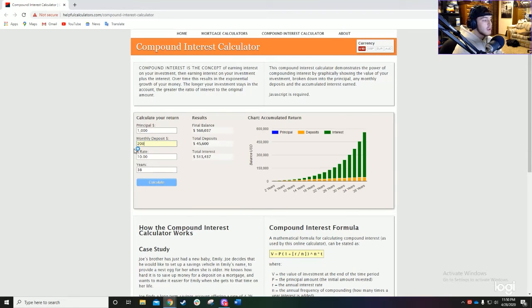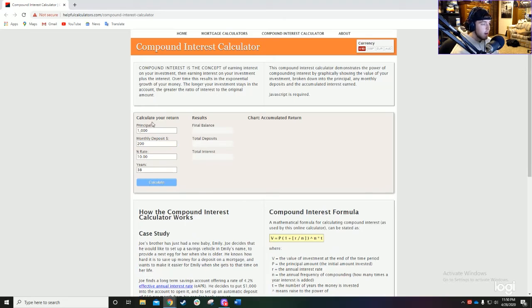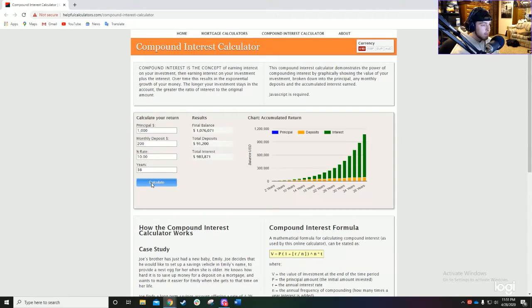Let's change this to $200 a month. I have some extra money now and I'm going to put this 1,000 in, $200 a month, 10%, 38 years. Now it's not incredibly hard. We just doubled the monthly deposit. I have put $91,000 in. I now have over $1 million net worth in this account.